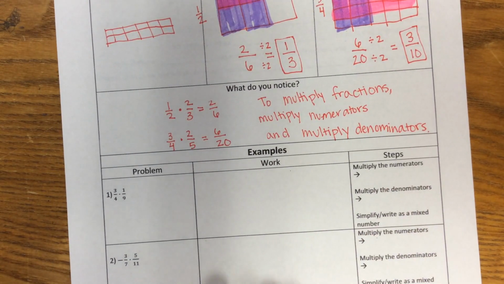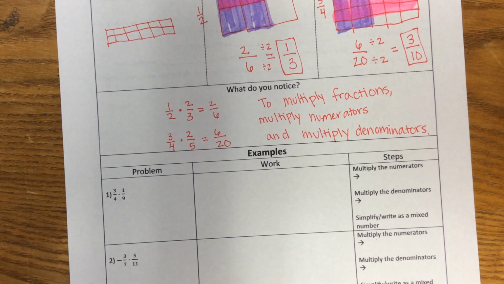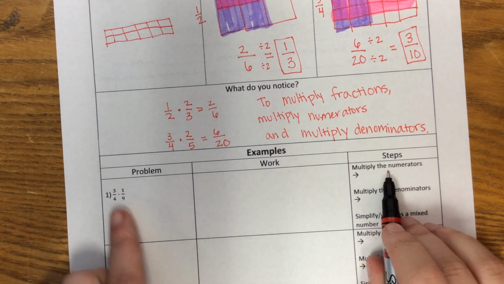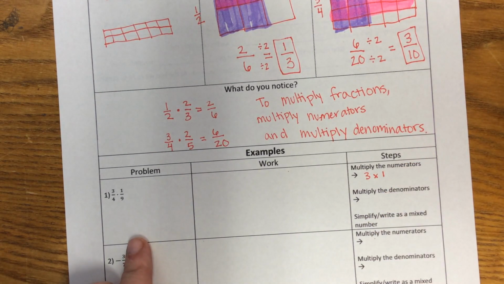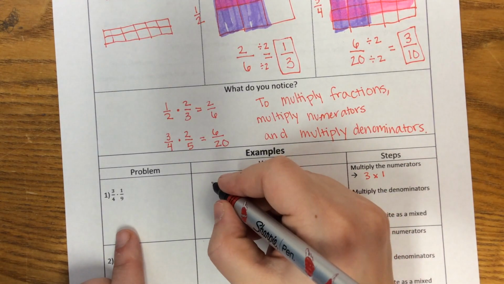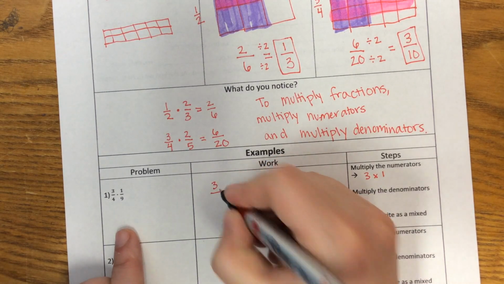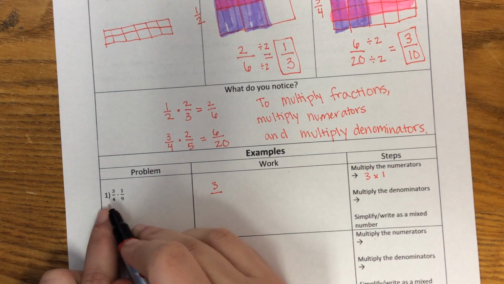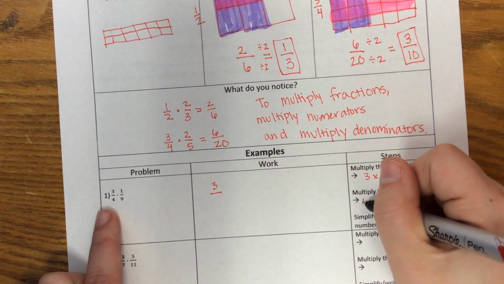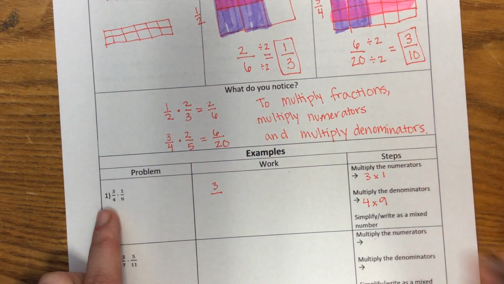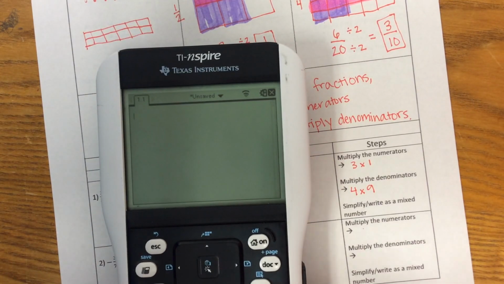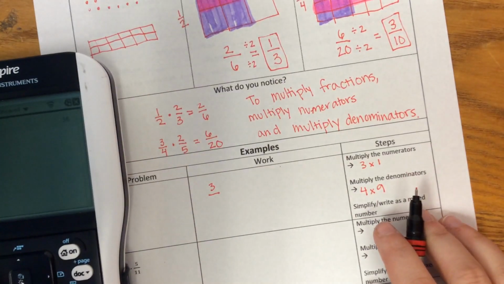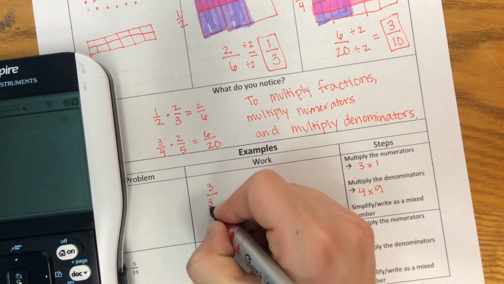Okay, so here we go. For our first problem here, we have 3/4 times 1/9. So the first thing we're going to do is multiply the numerators. So I'm going to think 3 times 1. If I don't know that, I can use my calculator. 3 times 1 is 3. Over, now I'm going to do my denominators. 4 times 9. Okay, if I don't know that, it's okay to use my calculator. And do 4 times 9. And I get 36. So 3 over 36.